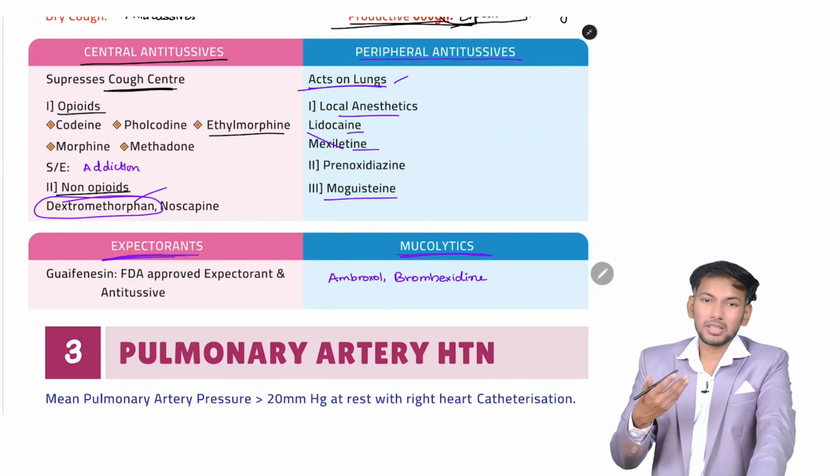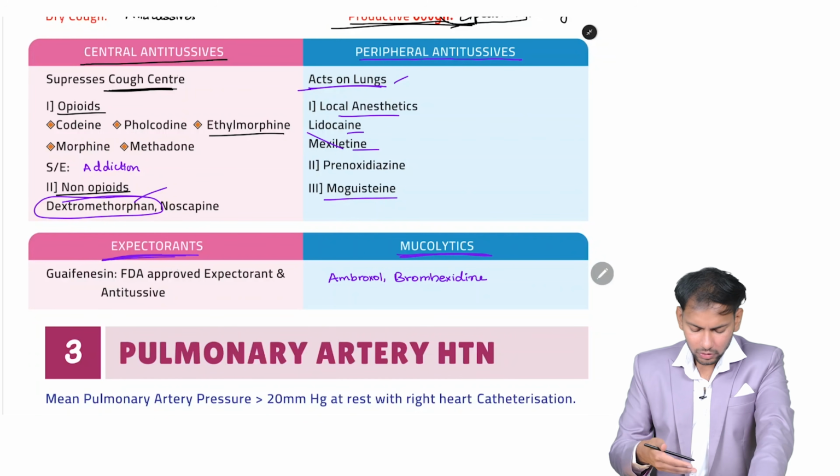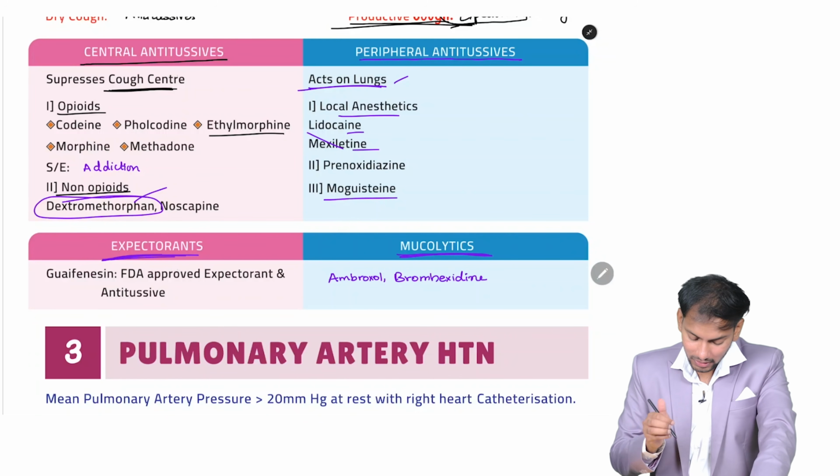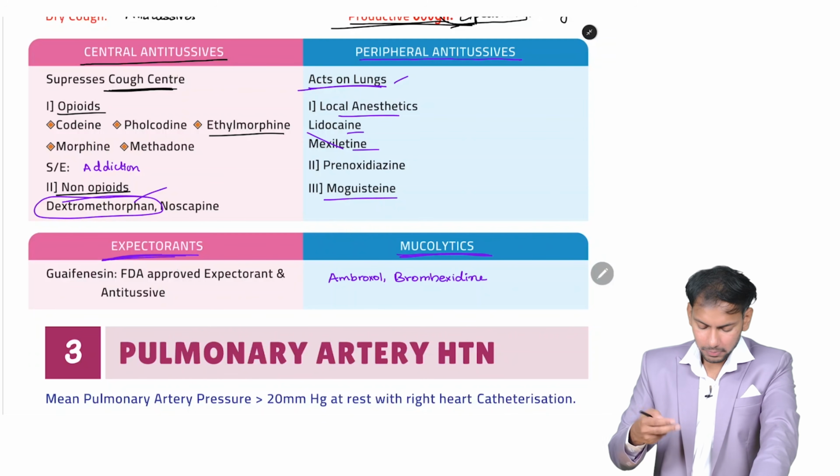Now there are so many cysteines that you can remember if you want: acetylcysteine, carbocysteine, erdosteine. All of these are also mucolytics, but the important ones are ambroxol and bromhexine. This is what you see in the syrups.